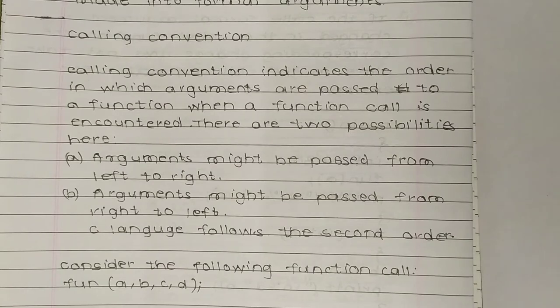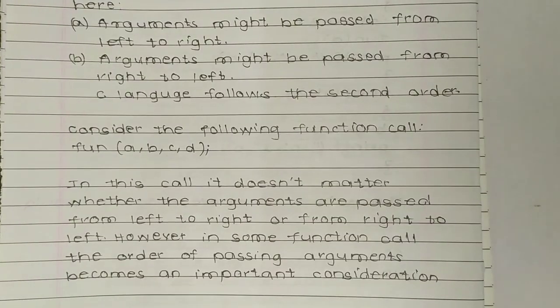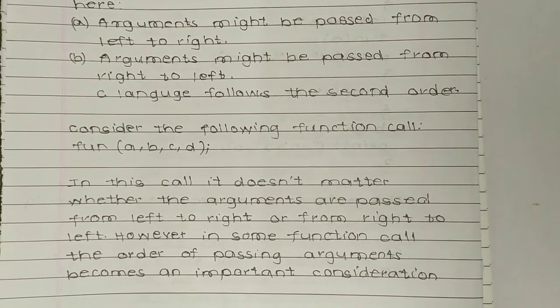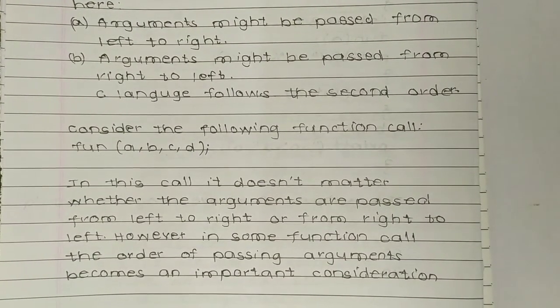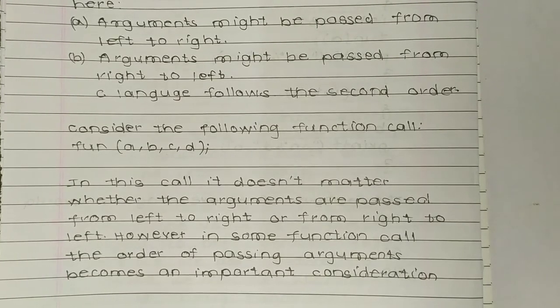First, arguments might be passed from left to right. Second, arguments might be passed from right to left. So these are the two possibilities: from left to right and from right to left. C language follows the second order, from right to left.